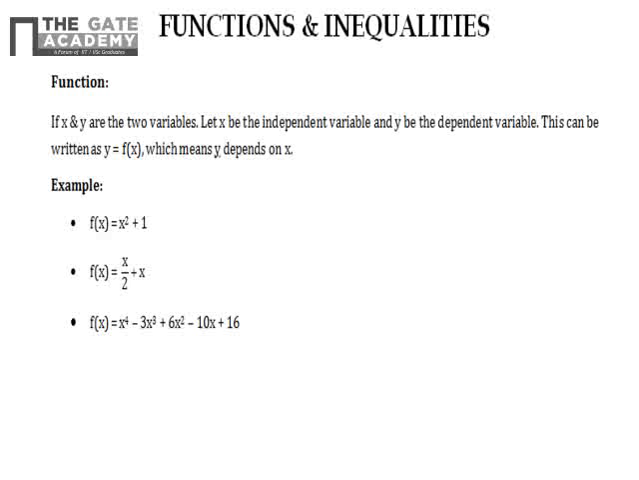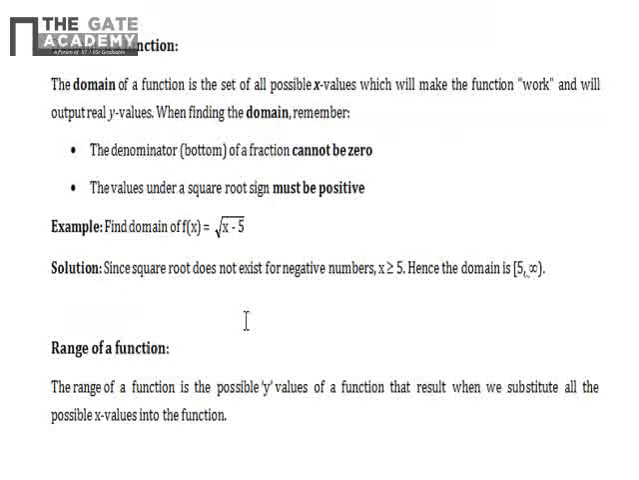Functions. The general representation of a function is y is equal to f(x), where f(x) is a function in terms of x. That means you can say x is the independent variable, whereas y is the dependent variable, because the value of y depends on the value of x. Here are a few examples. You can see f(x) equal to x square plus 1, f(x) equal to x by 2 plus x, and there's one more example. Okay, now we'll see what is domain and range of the function.